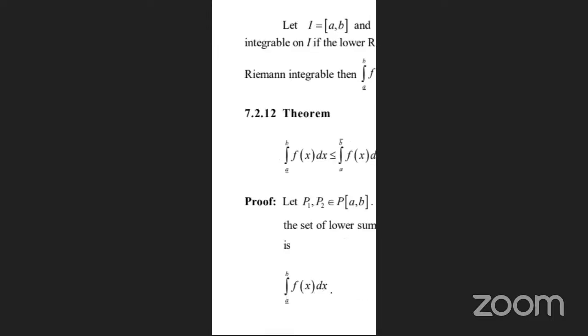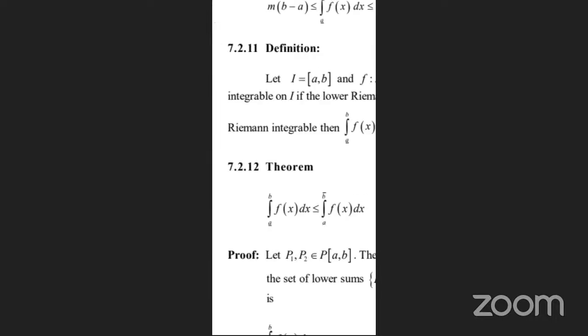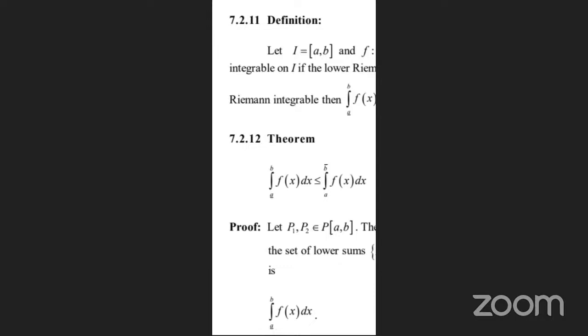Okay, that's enough, students. In the Riemann integral concept, if the lower Riemann integral is equal to the upper Riemann integral, then that value is equivalent to being Riemann integrable. This is also one of the important relations: lower Riemann integral equals upper Riemann integral equals Riemann integrable. That is the definition in 7.2.11. Now, 7.2.12.